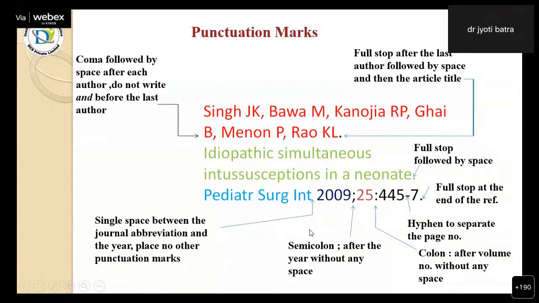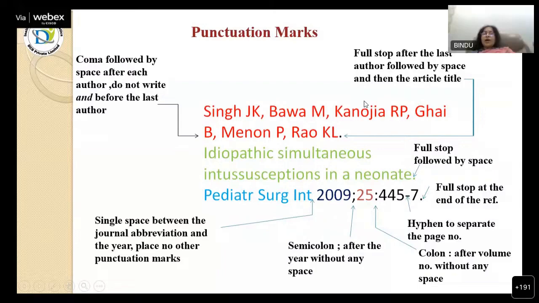Then coming to the punctuation marks. There is a full stop after the last author. In between all the authors, there are commas, and a full stop after the last author. Then comes the title of the article followed by a full stop. Then the journal name, with a space in between, then the year of publication.